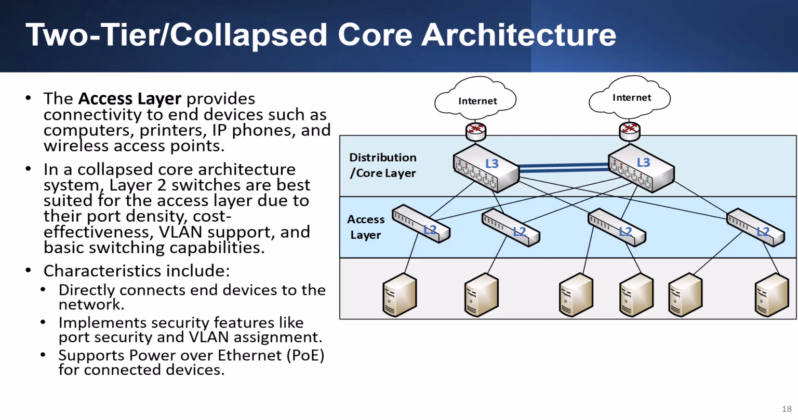The access layer provides connectivity to end devices such as computers, printers, IP phones, and wireless access points. In a collapsed core architecture system, Layer 2 switches are best suited for the access layer due to the port density, cost effectiveness, VLAN support, and basic switching capabilities. Characteristics include directly connecting end users to the network, implementing security features like port security and VLAN assignments, and supporting Power over Ethernet, or PoE, for connected devices.